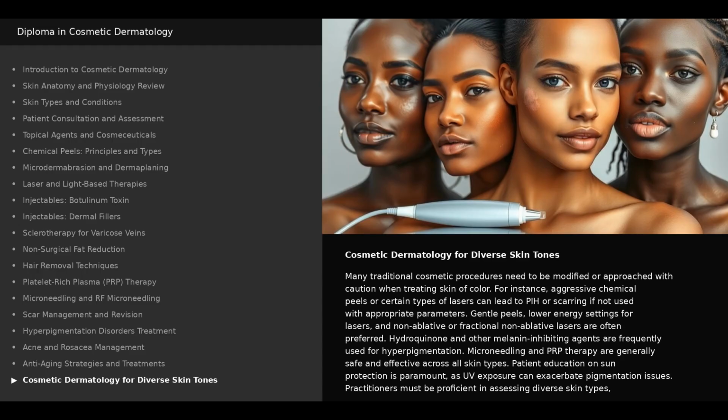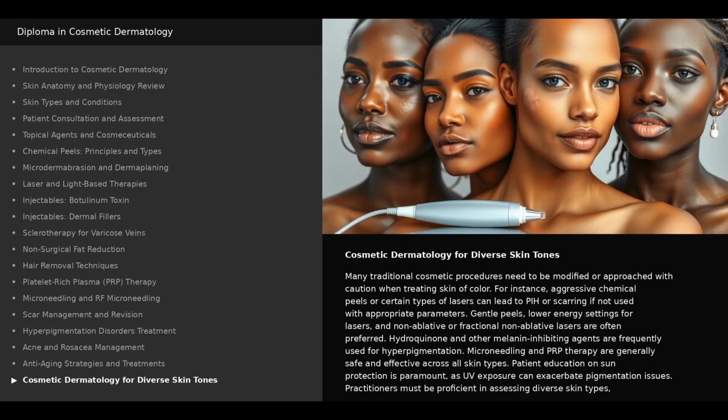For instance, aggressive chemical peels or certain types of lasers can lead to PIH or scarring if not used with appropriate parameters. Gentle peels, lower energy settings for lasers, and non-ablative or fractional non-ablative lasers are often preferred. Hydroquinone and other melanin-inhibiting agents are frequently used for hyperpigmentation. Microneedling and PRP therapy are generally safe and effective across all skin types.